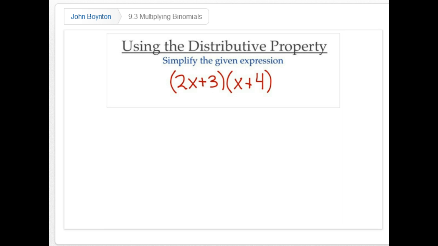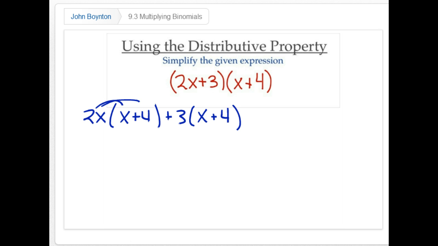So there are two ways you can go about multiplying binomials. The first one is kind of a more traditional method, and that would be breaking this down into two pieces. So what you're going to do is you're going to say, it's going to be 2x times what's over here, so x plus 4, and then it's plus 3 times again what's over here, x plus 4. This is using the distributive property. So then you distribute in.